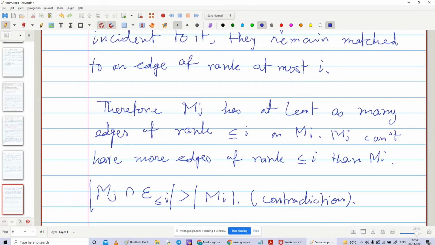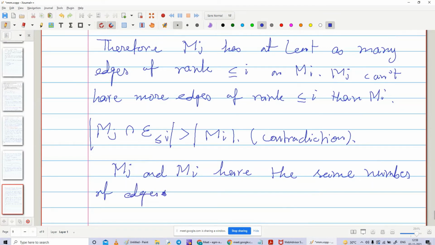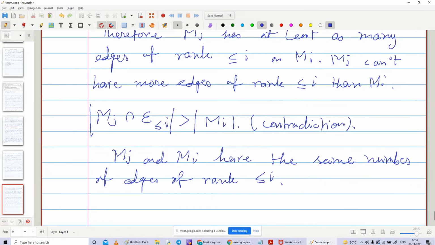So is it clear why Mj and Mi, okay, so from here we can claim that Mj and Mi have the same number of edges of rank less than or equal to I. Okay, so basically this completes it.